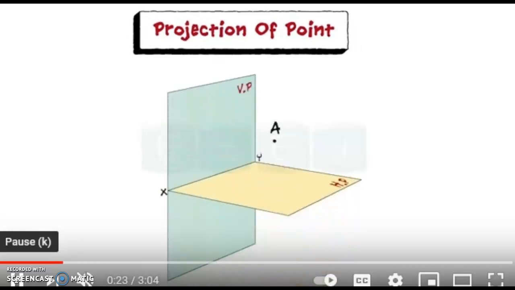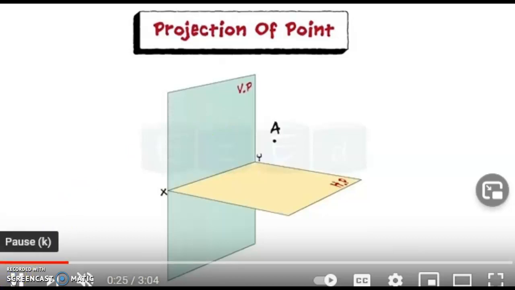Now we can go for a problem. This one is a point A. This point is placed just above the horizontal plane and in front of the vertical plane, and we have to draw the point position in the top and front views. How can we find the front view and top view? Just look from the top side. If we look from this side, we will get the top view, and if we look from here, we will get the front view. So these are the two views for the orthographic projection.